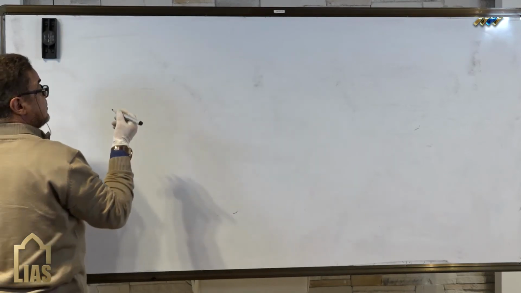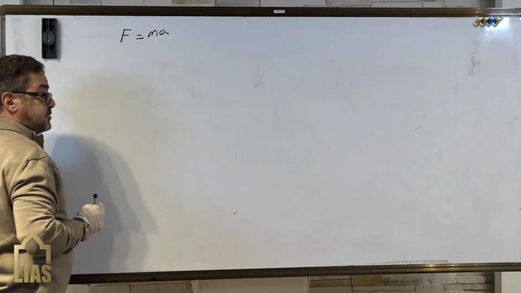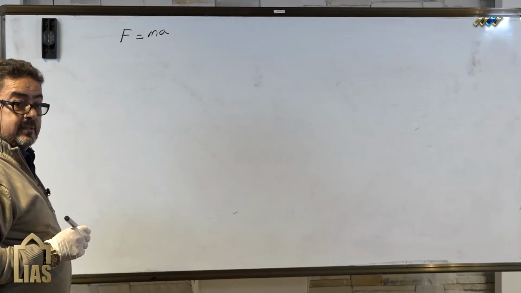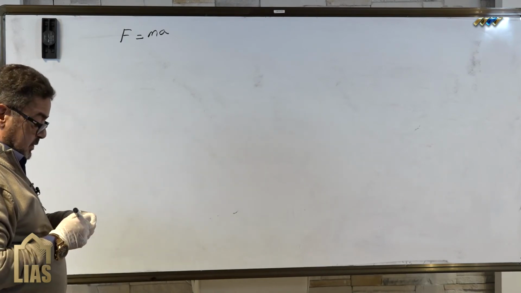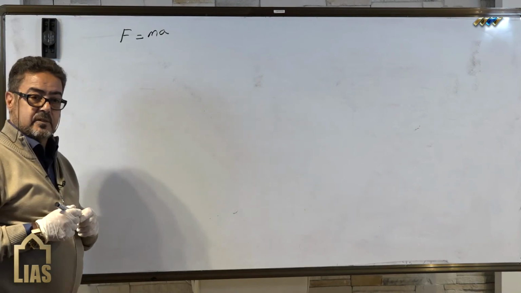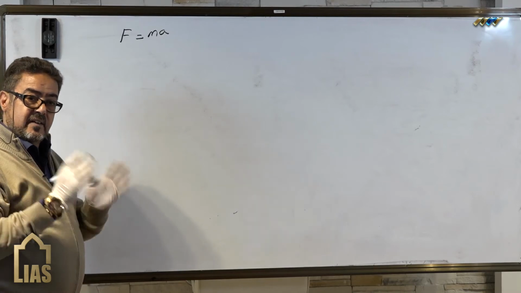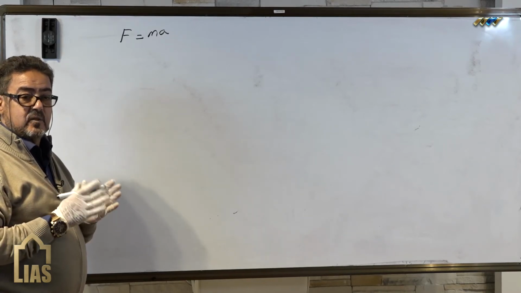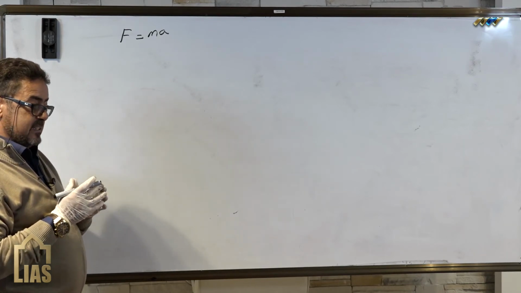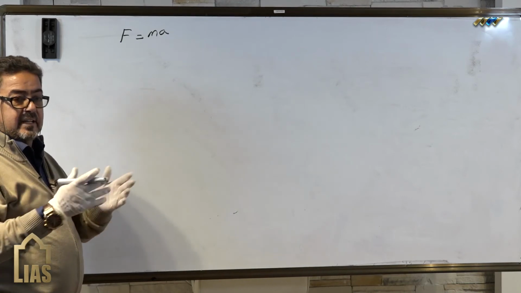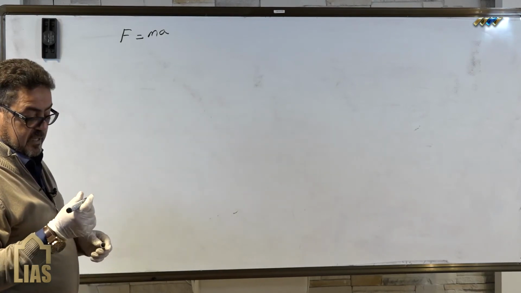Let's see that F is equal to ma. Now we'll make the movement of this, and we'll also take the frictional force. We have two kinds of frictional force. Fs is the static frictional force, and Fk is the kinetic frictional force.